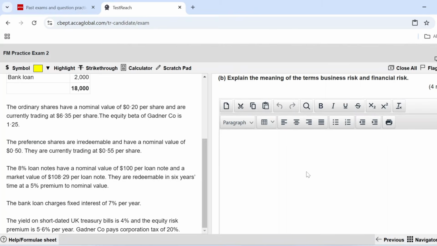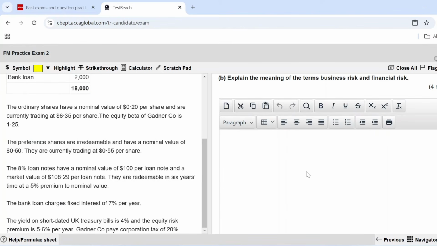Now, if you talk about operational gearing, it can be calculated as contribution divided by PBIT, and business risk is not going to be influenced, or you can say affected, by how the company is financed. So if the company has too much debt or no debt, it is not going to impact the business risk. Business risk solely relates to the business that you do.